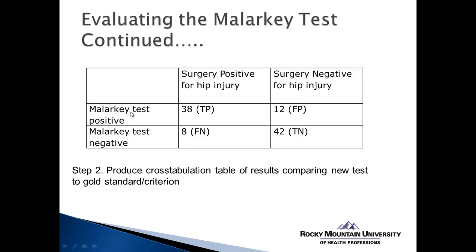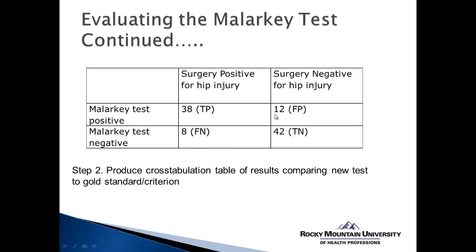So as you can see in the first row, first column, we had 38 subjects in which the Malarkey test was positive and the gold standard was positive. So these are our true positive individuals. In the second row, or bottom row in first column, would be the people that had a negative Malarkey test but were positive for the reference standard. So these would be people that are false negatives, and we have 8 people in that case.